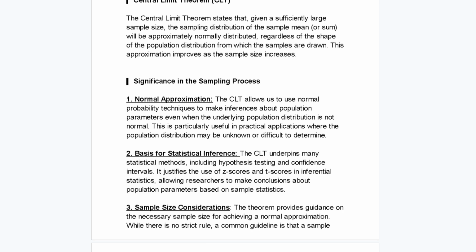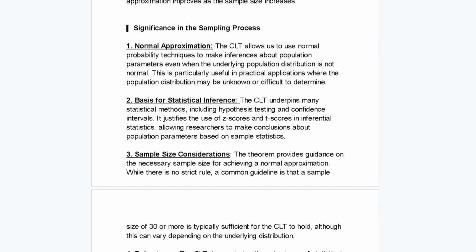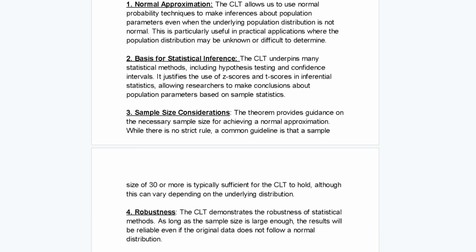The CLT allows us to use normal probability techniques to make inferences about the population parameter even when the underlying population distribution is not normal. Basis of statistical inference: the CLT underpins many statistical methods like hypothesis testing and confidence intervals, and it justifies the use of z-scores and t-scores in inferential statistics. Sample size consideration: the theorem provides guidance on the necessary sample size for achieving a normal approximation. Although there is no strict rule, a common guideline is that a sample size of 30 or more is typically sufficient for the CLT to hold.